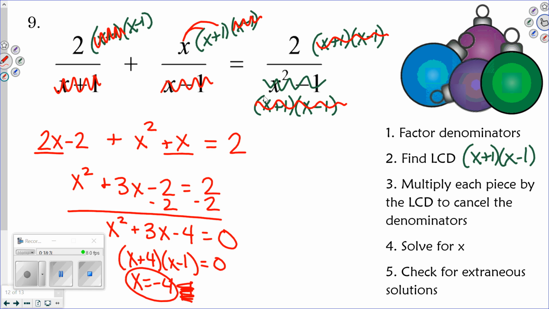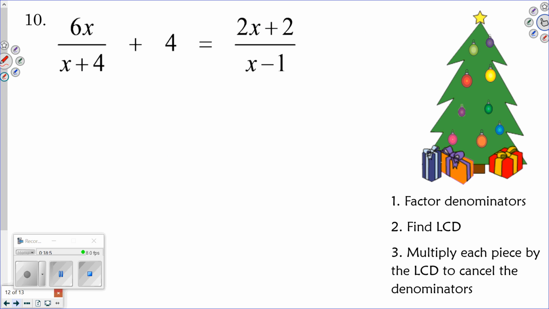Again, if you like this method better than what we did yesterday, this method works on all solving. I think cross multiplying is easier if it's just fraction equals fraction, but for whatever reason, some people may like this better. That's fine. All right, last one.